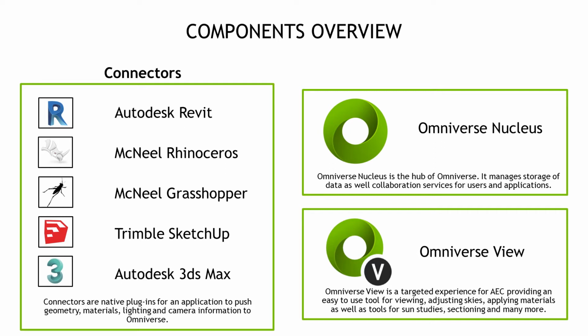So Grasshopper is the newbie to the group that you see here. Max is actually still in development, and I would say it's far along, but it's probably not as far as SketchUp and Rhino and Revit. And then we have Nucleus, and Nucleus is really the hub of Omniverse. It's the thing that's actually communicating all the data between stuff. Robert will show that, and that's how you guys are going to work today. And then View is our view into the simulated world.